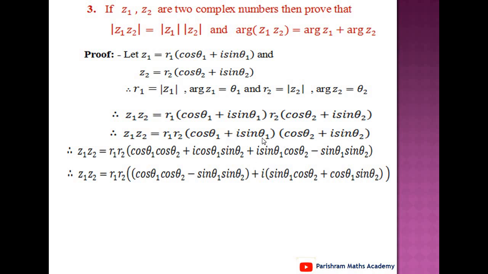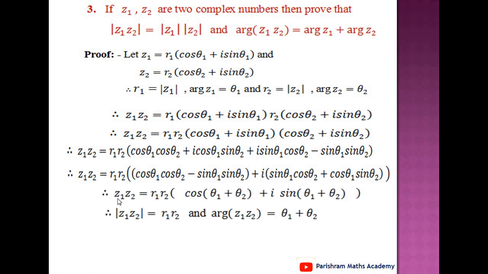Last term i sin theta 1 into i sin theta 2, the value of i square is minus 1, that is minus sin theta 1 into sin theta 2. We can take first the real part, the first term and last term, that is cos theta 1 cos theta 2 minus sin theta 1 sin theta 2. From the middle two terms we can take i as common, and therefore z1 into z2 equal to r1 into r2 into this cos theta 1 cos theta 2 minus sin theta 1 sin theta 2, which is same as cos of theta 1 plus theta 2, cos A plus B formula, plus i times the value of sin theta 1 into cos theta 2 plus cos theta 1 into sin of theta 2, which is same as sin of theta 1 plus theta 2.